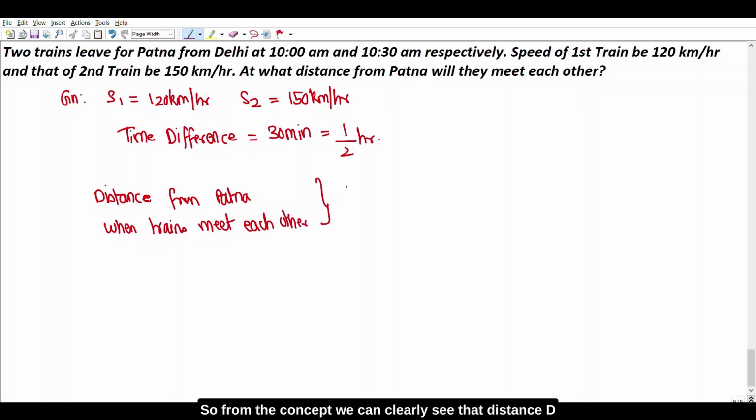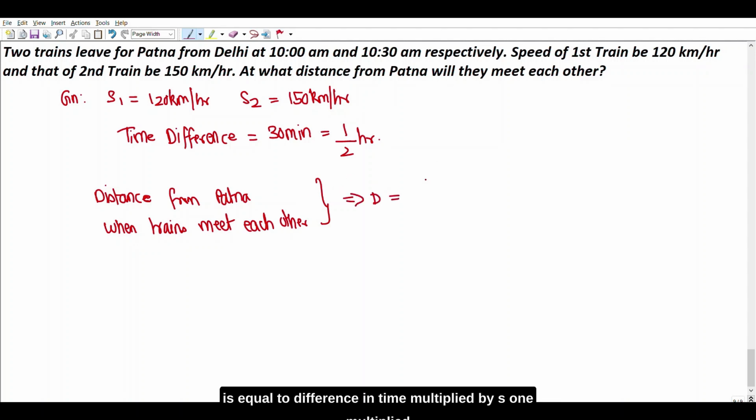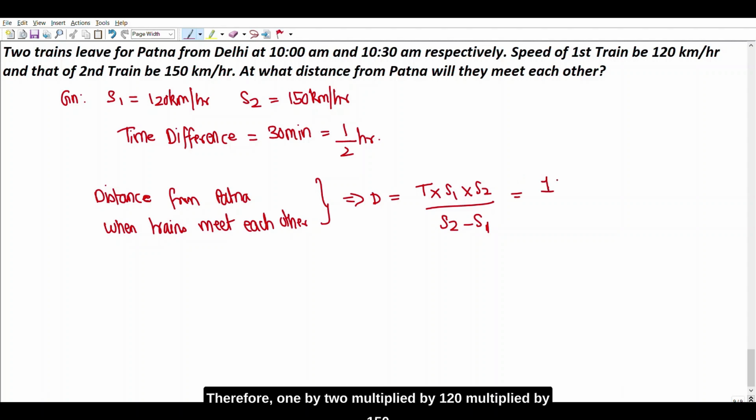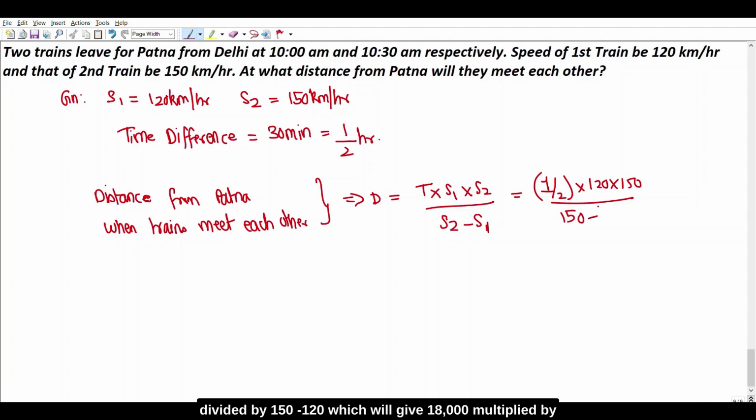So from the concept, we can clearly see that distance d is equal to difference in time multiplied by S1 multiplied by S2 divided by S2 minus S1. Upon substituting the necessary values, we get half an hour, therefore 1 by 2 multiplied by 120 multiplied by 150 divided by 150 minus 120, which will give 18,000 divided by 60, which eventually will be 300 kilometers.